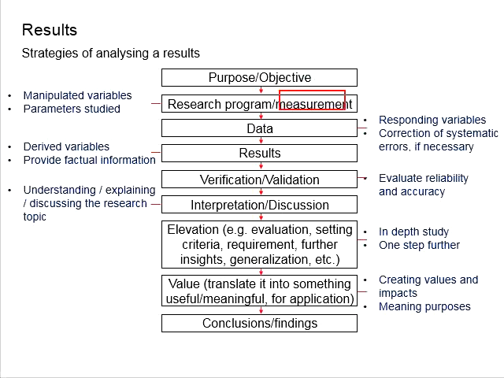Then through these measurements, you will be able to obtain the data. Those are raw data as acquired from the measuring instruments or some mechanisms of collecting the data, responding to the manipulated variables that you have incorporated inside the research program. This data will be the responding variables.